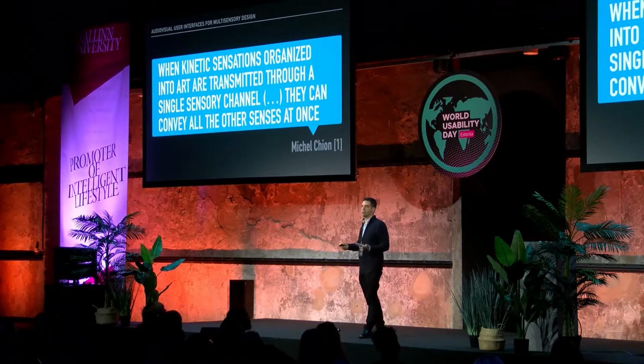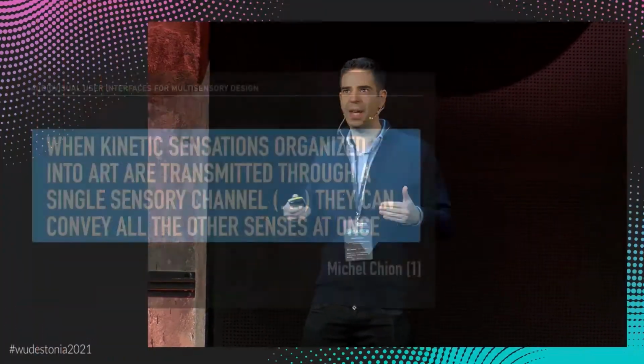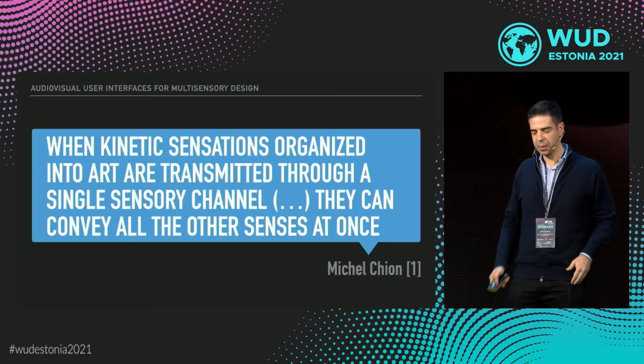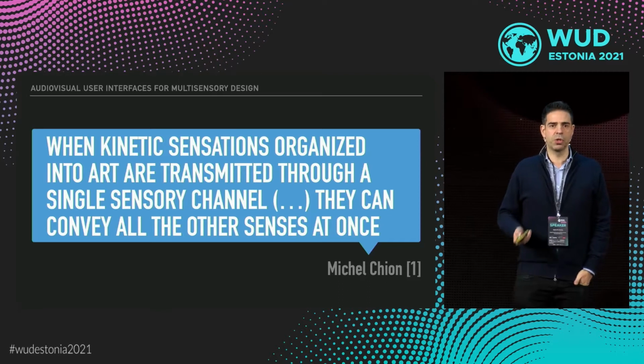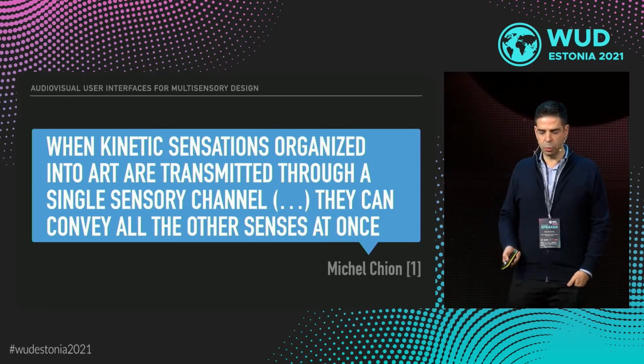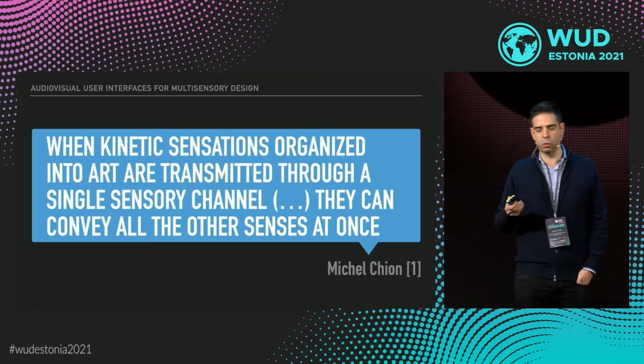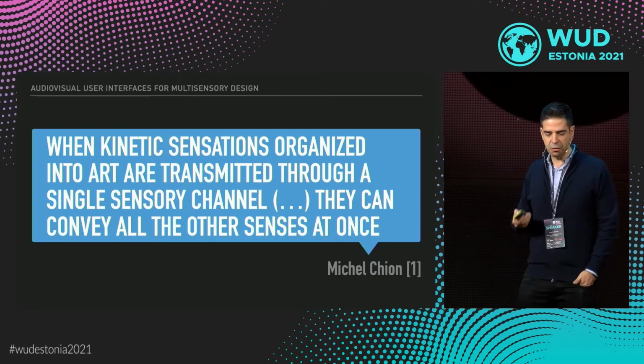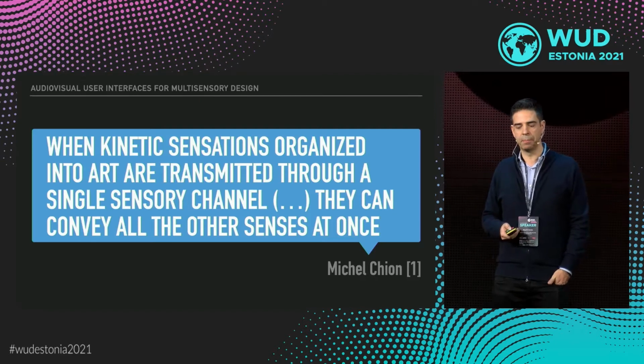Artists know this well. This has been quite well explored in art. Even if artists work with one modality, they leverage other senses through that modality. Film theoretician Michel Chion states that when kinetic sensations organized into art are transmitted through a single sensory channel, they can convey all the other senses at once.